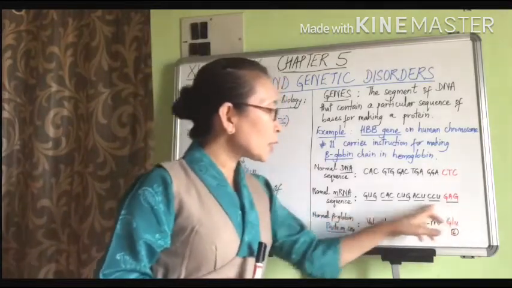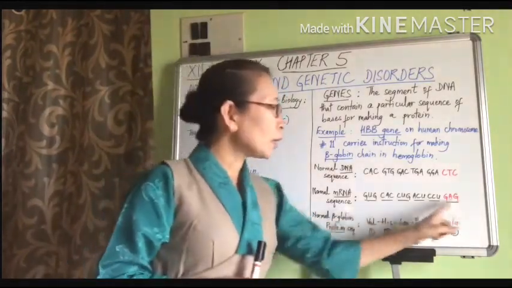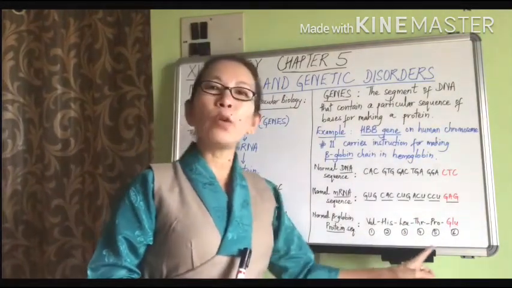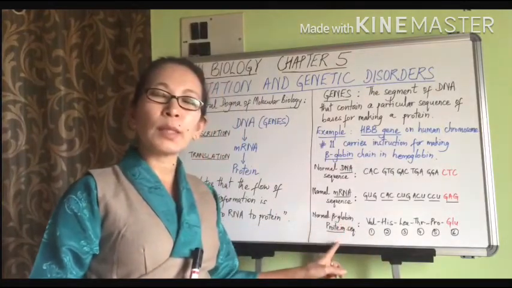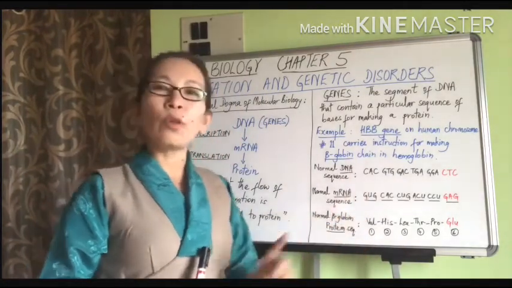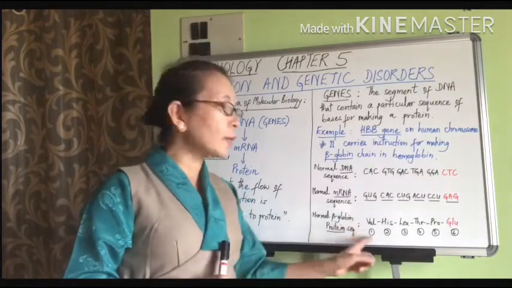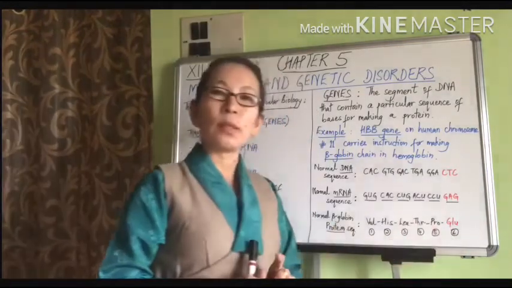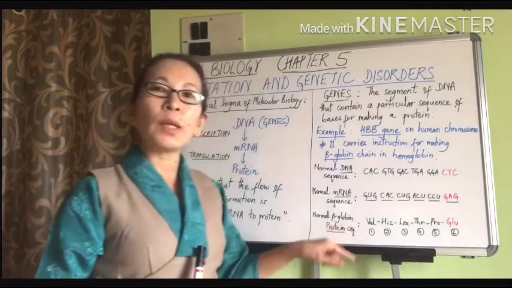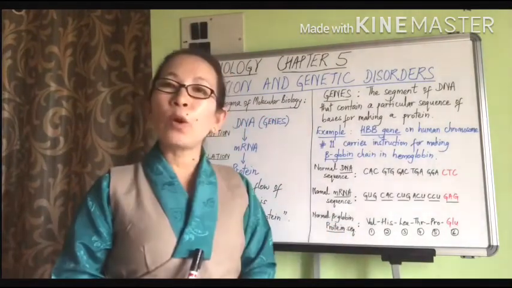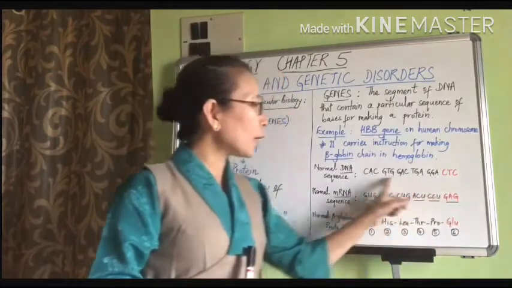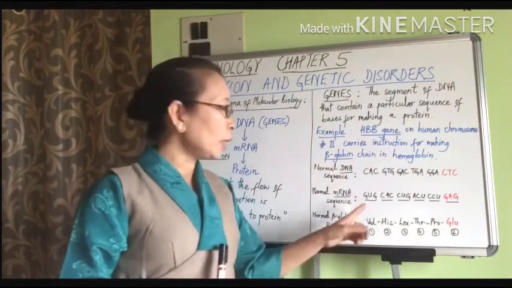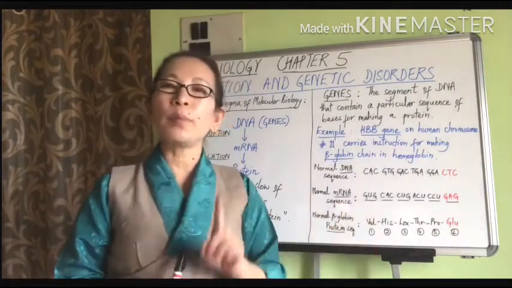Such codons, as we know, are going to determine the sequence of amino acids in the protein, because we said earlier that the sequence of base pairs in the DNA decides the sequence of amino acids in the protein. So which 6 amino acids are going to be present in a normal beta globin protein is determined by the sequence of mRNA, or the codons in the mRNA. And each codon codes for a single amino acid.